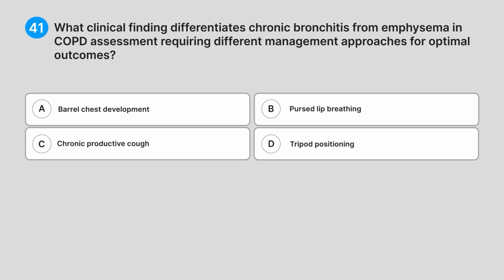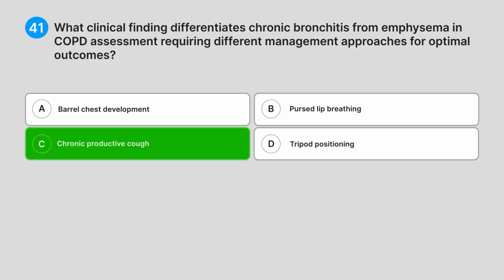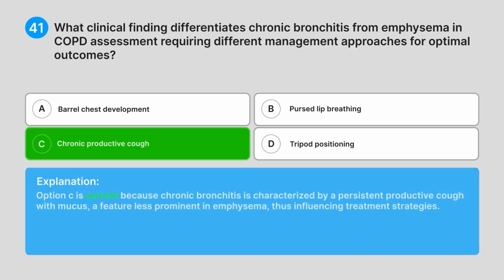Correct answer. C. Chronic productive cough. Explanation. Option C is correct because chronic bronchitis is characterized by a persistent, productive cough with mucus, a feature less prominent in emphysema, thus influencing treatment strategies.